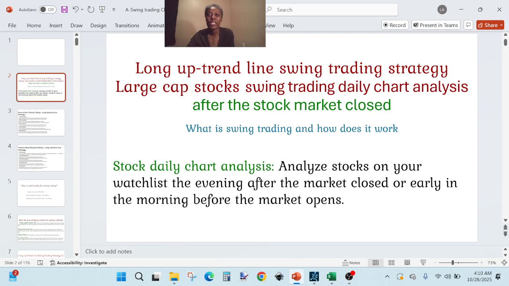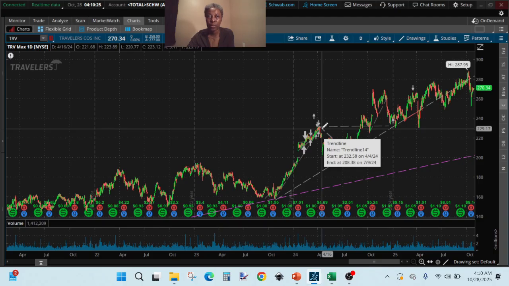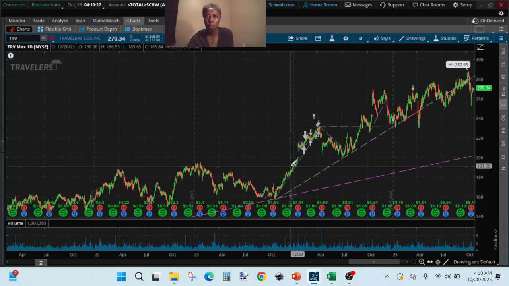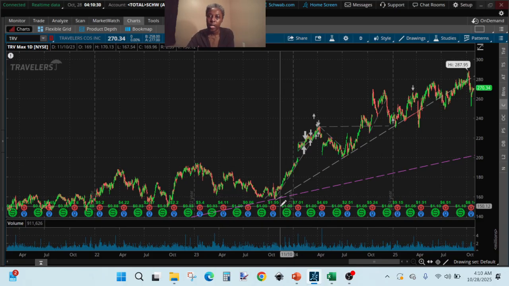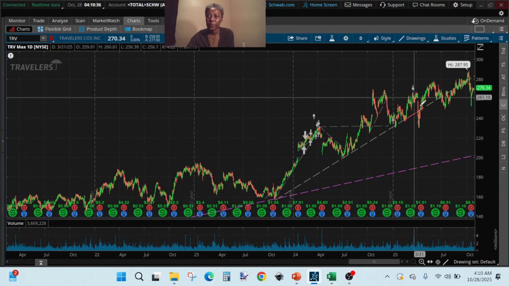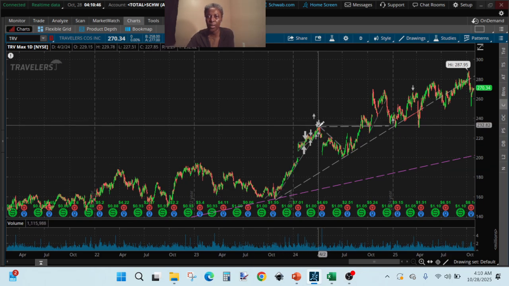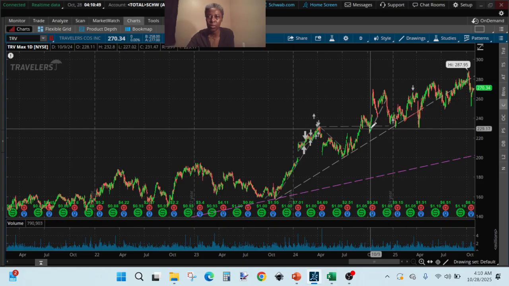Hello, what is swing trading and how does it work? Swing trading, in my opinion, is about buying and selling stocks along one swing of the chart. When the price is moving, it's going to be creating multiple swings. For instance, this is a swing up, swing down, swing up, swing down, and so forth.